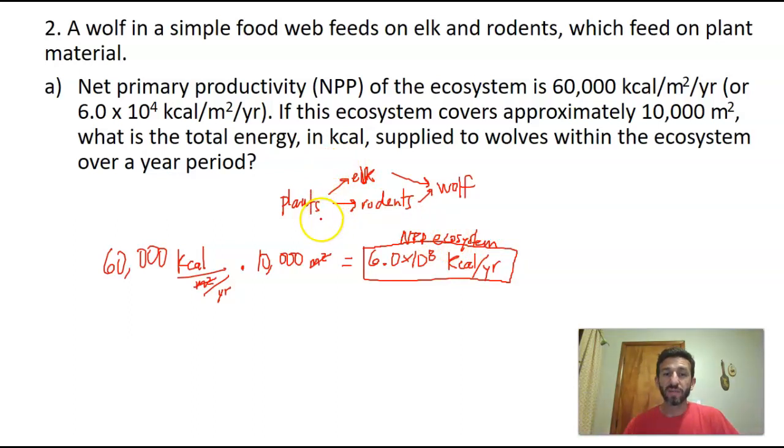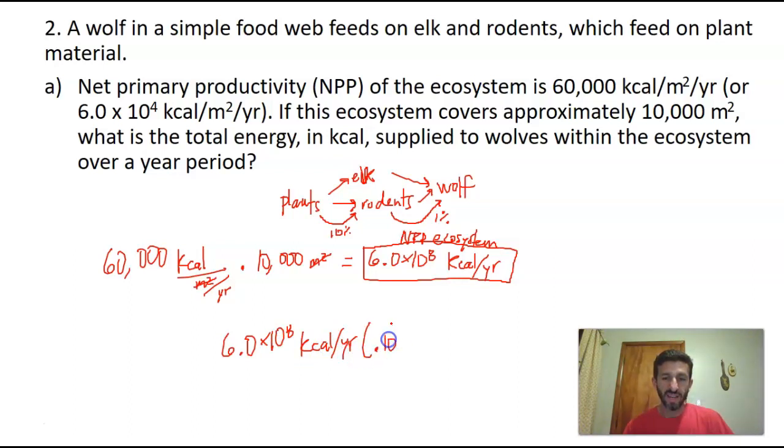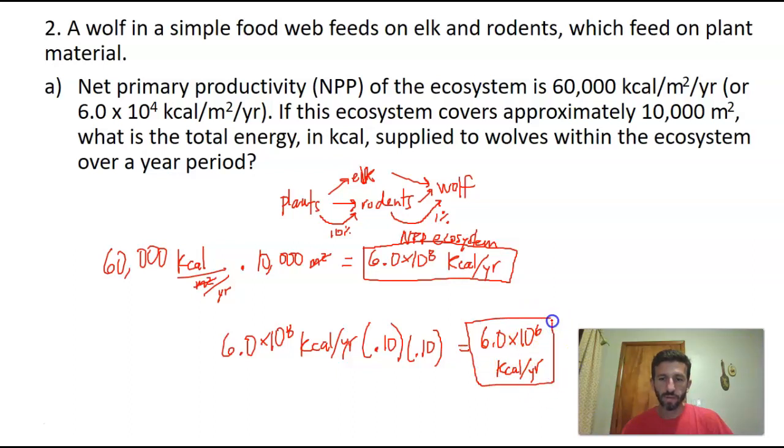As we have learned, the rule of 10%: from plants to primary consumers, we're going to get 10%. And then from primary consumers to secondary consumers, we're going to get 1%, right? You get 10% each time. So if I do this the long way here, 6.0 times 10 to the 8th kilocalories per year times 0.10 times 0.10, so 10% each time, right? Going up a trophic level, only about 10% is passed on on average. This is going to be 6.0 times 10 to the 6th kilocalories per year. Okay, so that's how we do this problem.